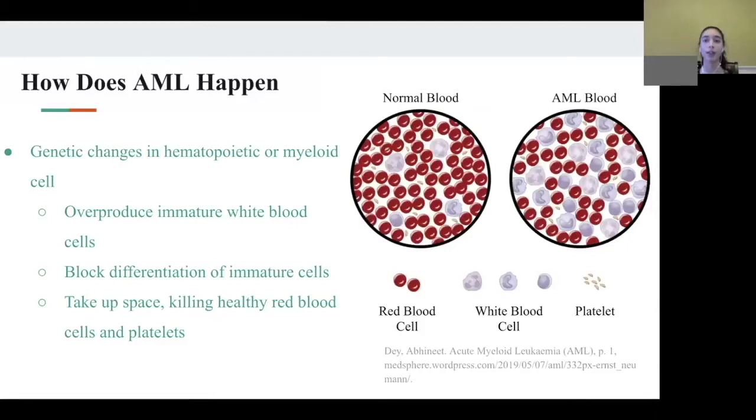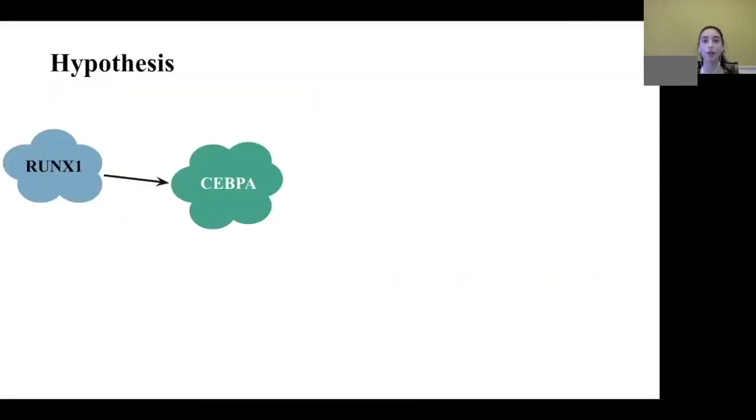So what exactly happens to the blood during AML? The overproduction of immature myeloid blast cells takes up space in the bone marrow and thus kills the healthy blood cells and platelets. My project was to recognize certain genes that cause the manifestation of AML.